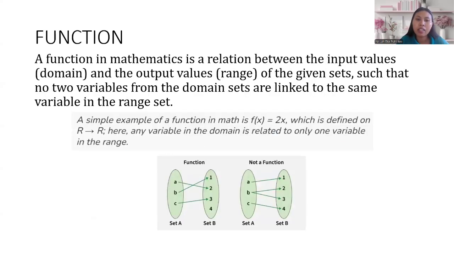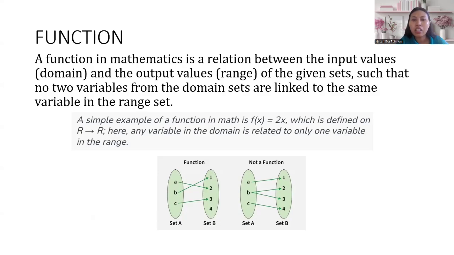Okay. Next, domain and range of function. Now, the domain of a function is the set of all possible input values, usually x, that the function can accept without causing any issues, such as division by 0 or taking the square root of a negative number. Example, f of x is 1 over x. Now, the domain is all real numbers except x is 0 because division by 0 is undefined.